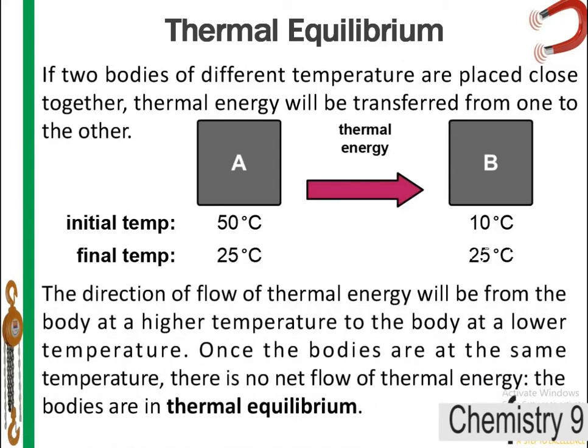Now, what will happen is that after a period of time, thermal equilibrium will be established. I'll explain what that is in a moment. But the final temperature after a period of time will be 25 degrees Celsius for body A and 25 degrees Celsius for body B. In other words, they will acquire the same temperature. So the direct flow of thermal energy will be from the body which has the highest temperature to the body which has the lowest temperature.